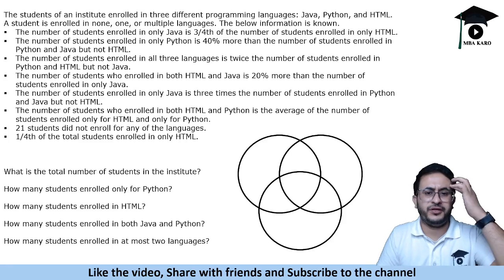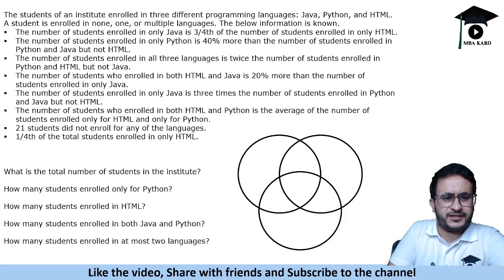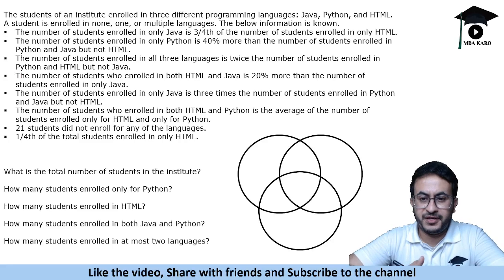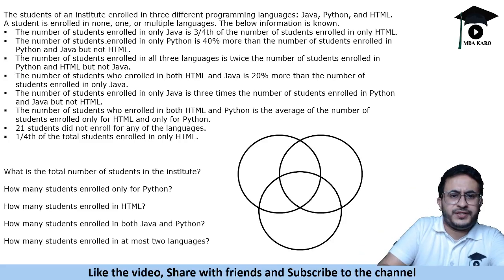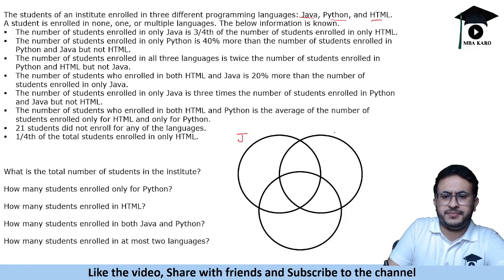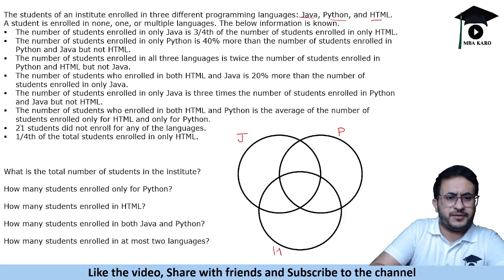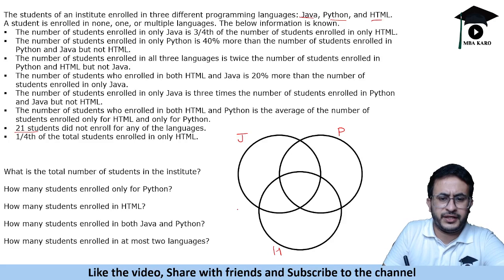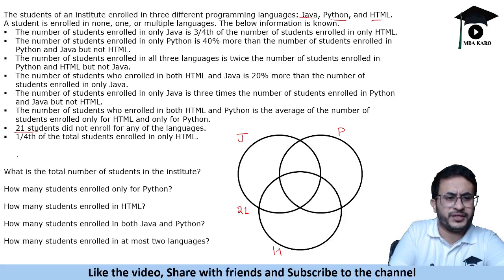Okay, so we will have to find out which of the statements give direct data, right? So instead of reading statements one by one, first read the statement which gives direct data. Okay, so the 3 programs are Java, Python and HTML. So let us write J, P, H. Okay, first of all, if you read these numbers, only this gives 21 students did not enroll in any of the languages. So this number is 21. Okay, so it's the first statement to execute.